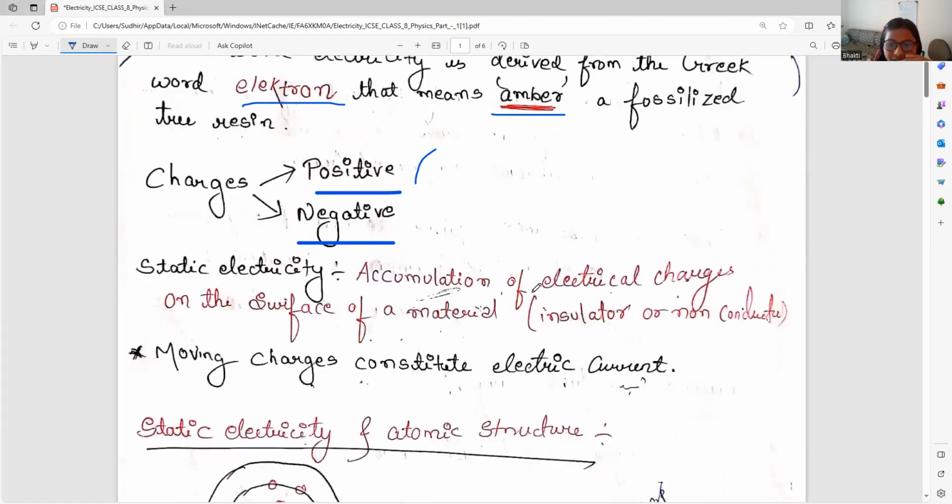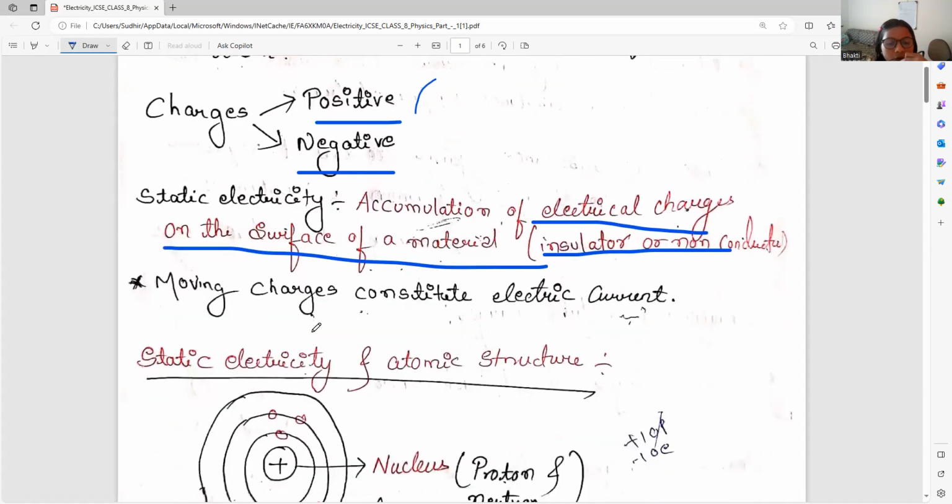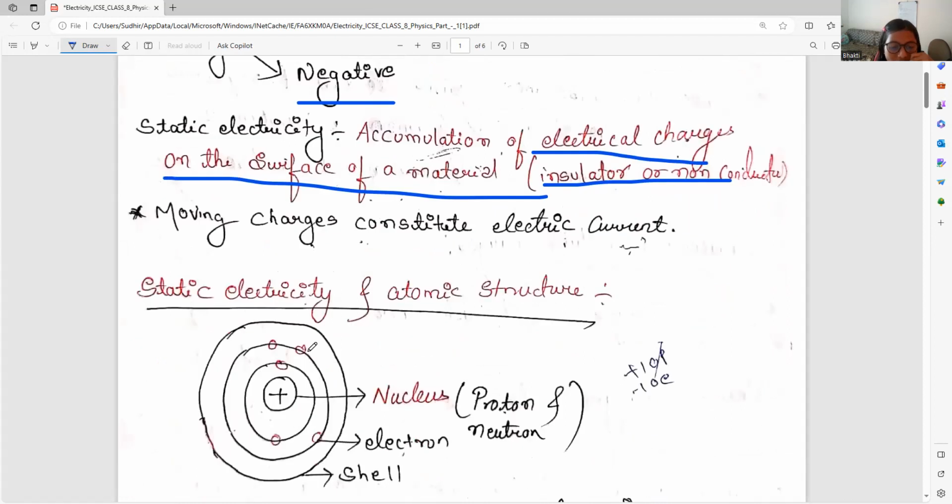Static electricity is the accumulation of electrical charges on the surface of a material. It is mostly found in an insulator, a non-conductor. An insulator is something which does not carry electricity with it. For example, a plastic pen, mouse, highlighter, etc. Moving charges constitute electric current. The moving charges you can see over here, the electrons, carry electric current with them.